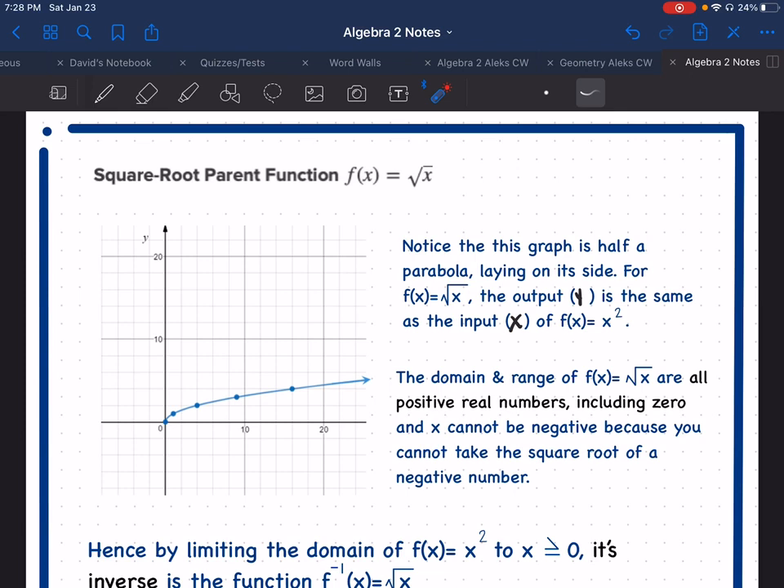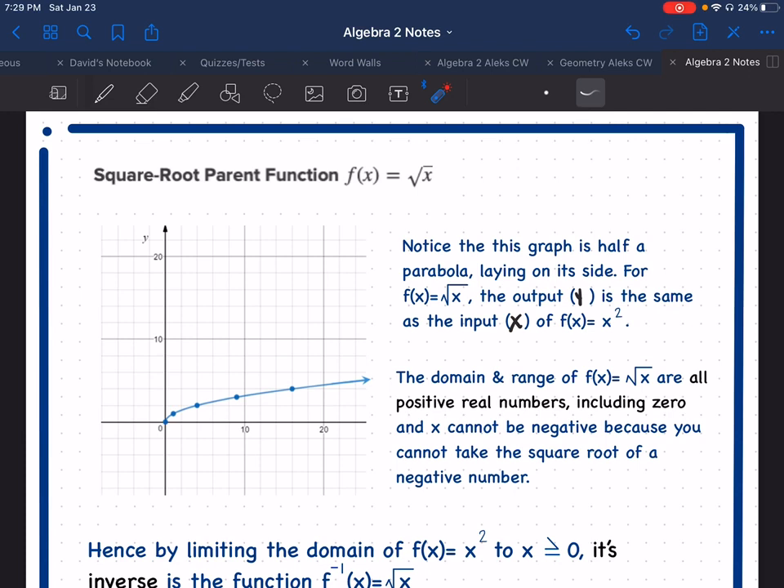This is f of x equals the square root of x, and here it is in our graph. Notice that this graph is half of a parabola laying on its side. For my function f of x equals the square root of x, my output y is the same as the input x of f of x equals x squared. My domain and range for this square root function are all real positive numbers, including 0, because it is touching right here at 0. And x, of course, cannot be negative because you cannot take the square root of a negative number. We just saw that in complex numbers.